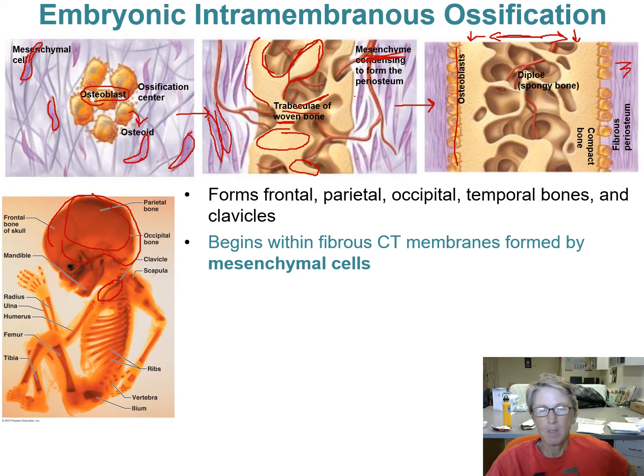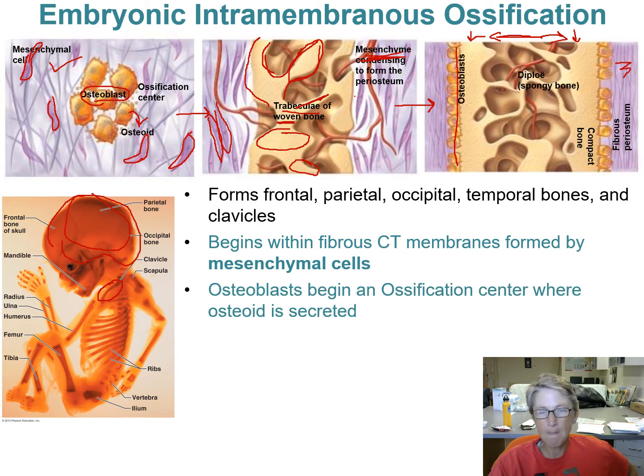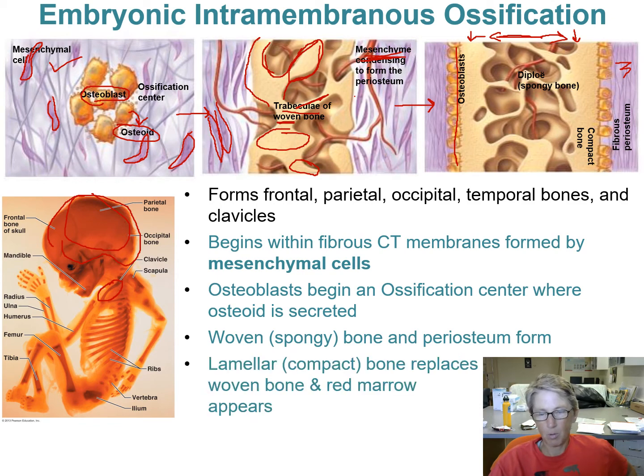Okay, so intramembranous ossification begins with fibrous connective tissue membranes formed by mesenchymal cells, and we talked about that here. In intramembranous ossification, the osteoblasts secrete osteoid. We talked about that, and that's the organic component of bone. And remember, the organic component of bone has collagen in it. And then the woven or spongy bone forms, the periosteum forms, and then lamellar or compact bone.